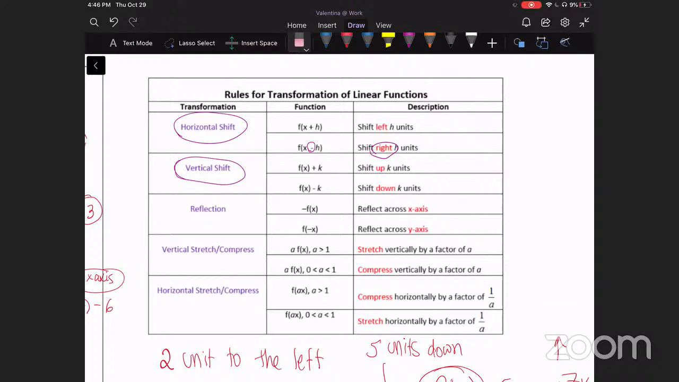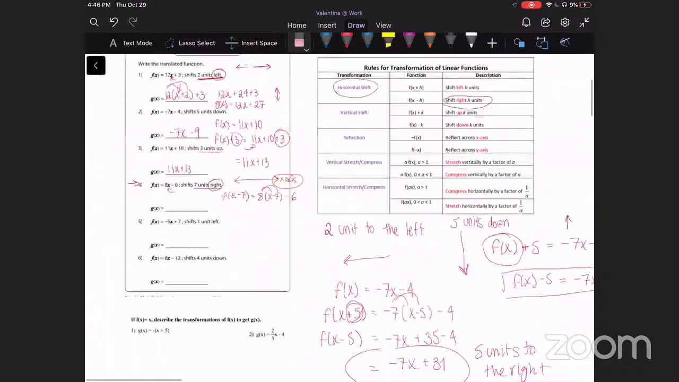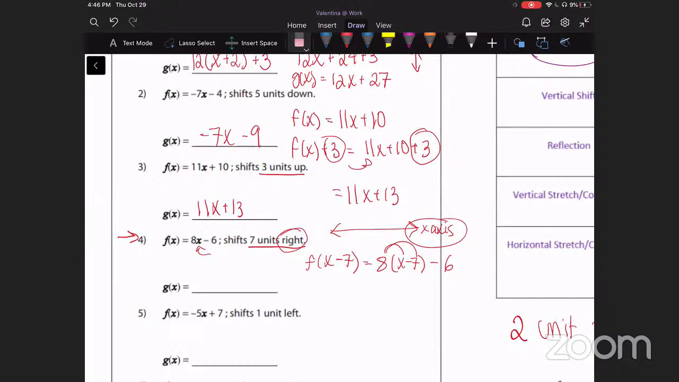So it's a little bit different than what you would expect. Right? So in this case, what we're looking at is a horizontal shift. So we're in this top box. And then we're looking for right. That means we're only going to change our x by subtracting the units that we want just to our x. And that's what we did here. We said, okay, we want to move 7 units to the right. So we're going to just subtract 7 just from our x. And we're going to do that to one side, so we have to do it to the other side. And that's what we did here. Does that make sense?